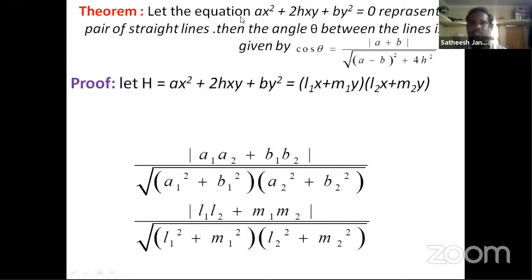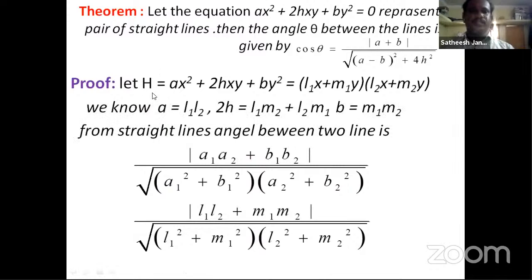Now see the next theorem. Let the equation ax square plus 2hxy plus by square is equal to 0 represent a pair of straight lines. Then the angle between the lines is given by cos theta is equal to the formula, that is a plus b by under root of (a minus b) whole square plus 4h square. See the proof?